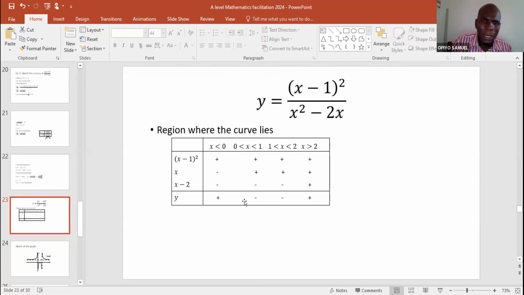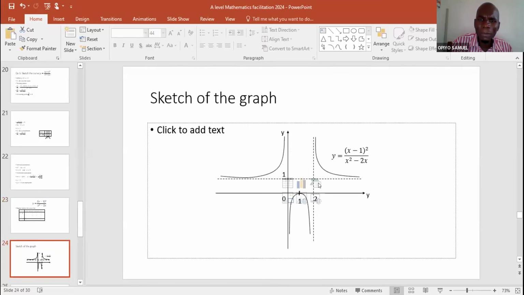Meanwhile, for x greater than 2, the curve is positive. So since the curve is positive, it will take that shape. Then later you write the equation of the curve, y equals this. So that is for curve sketching. In summary, I said there are 4 things that you investigate: where the curve cuts the axis, turning points, lines of asymptotes, and the regions where the curve lies. So that is for that number.